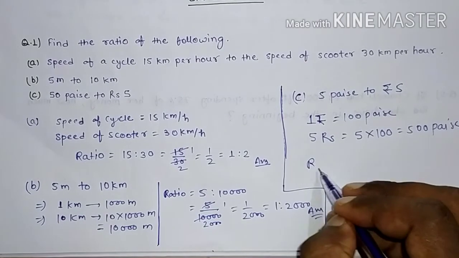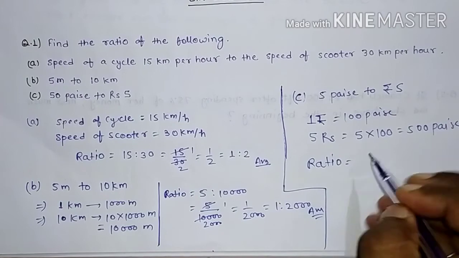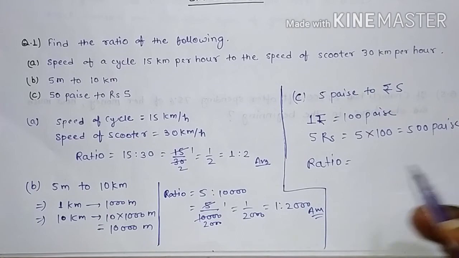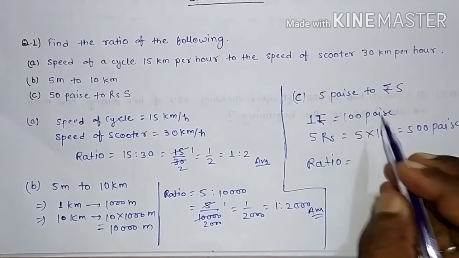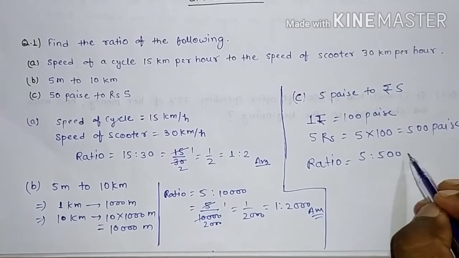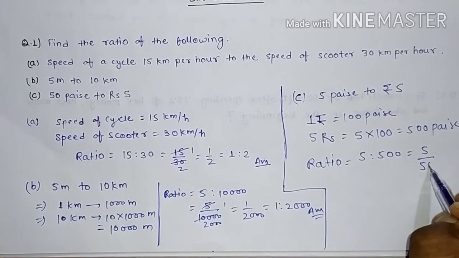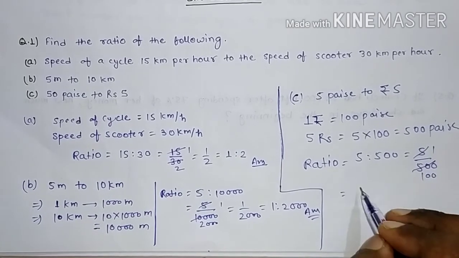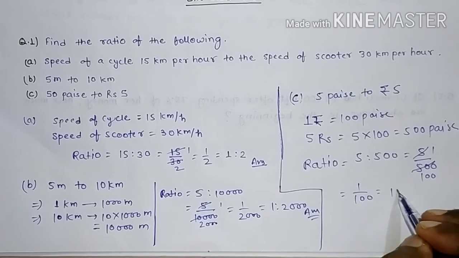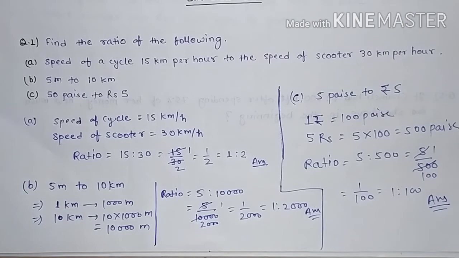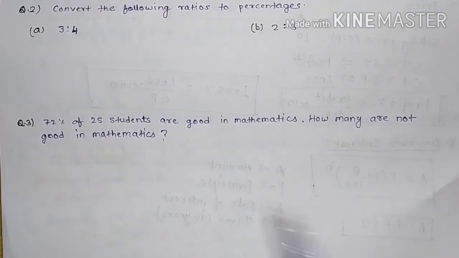Now again, both the quantities are in the same unit here, 50 paise to the 500 paise. Now the ratio of 50 is to 500 paise. So we can write 50 upon 500. It will be cancelled out, this is 10 and this is 1. Now 1 upon 10, and we can write 1 is to 10. Now the ratio is 1 is to 10, and this is the answer. Now it's very simple.